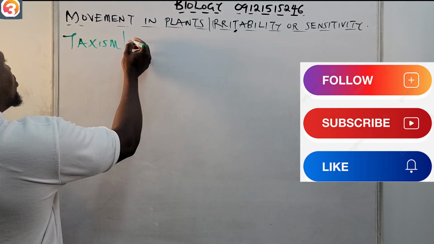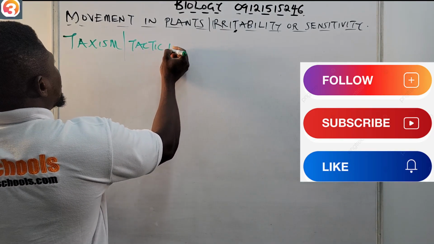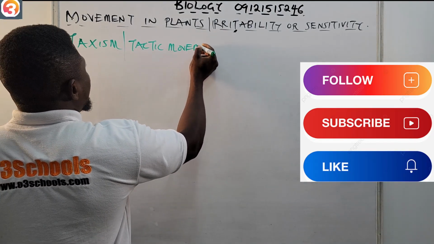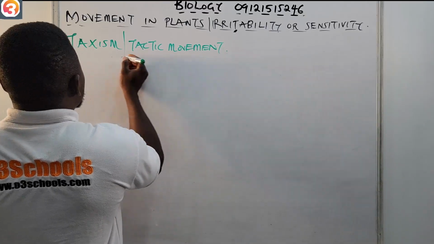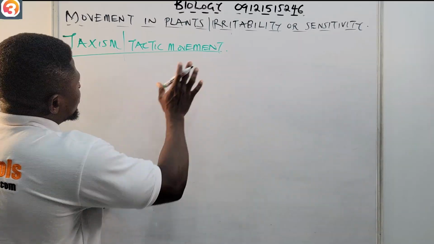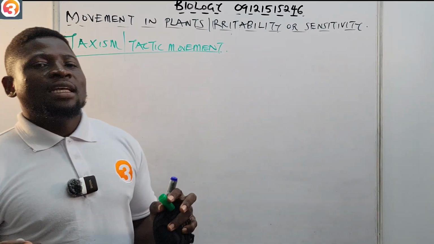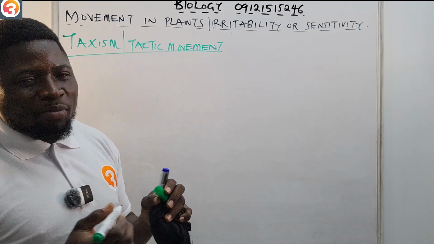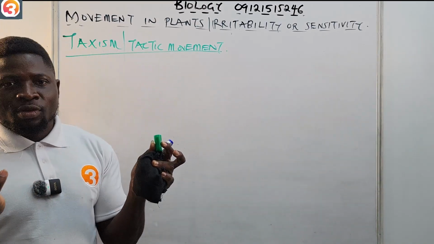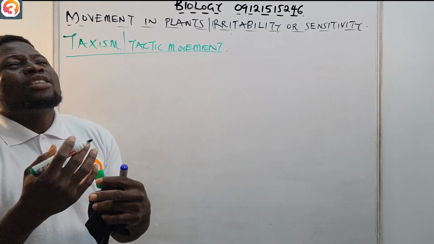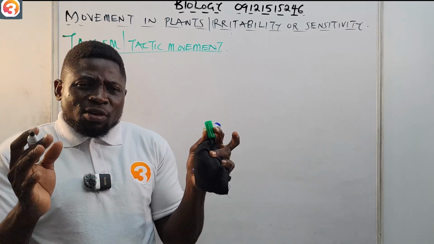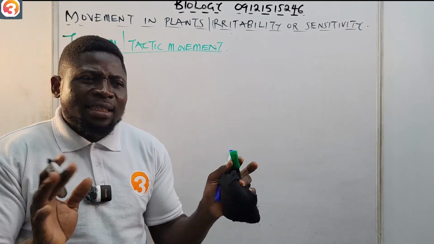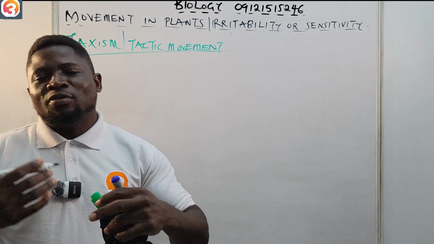Taxism. Okay, the one we say is called tactic movement. So this is what taxism is. Taxism, or tactic movement, can be defined as the movement of a whole organism, or part of its freely moving part, towards or away from stimuli.